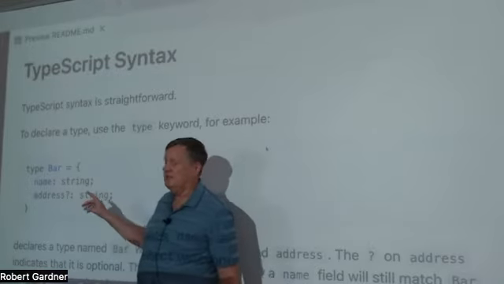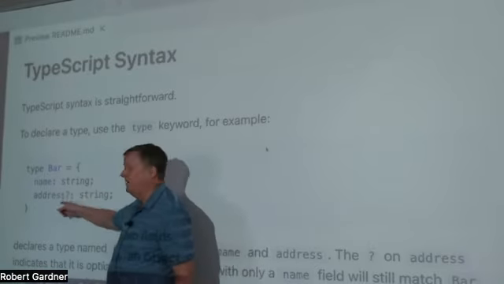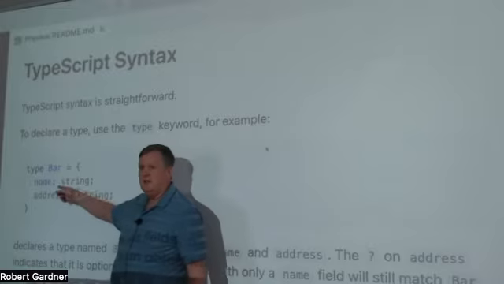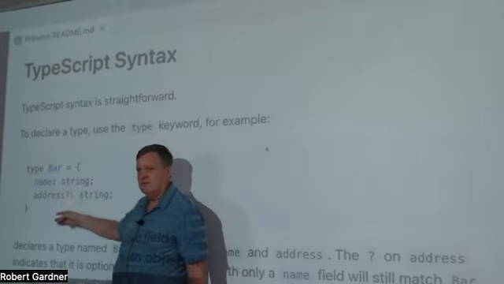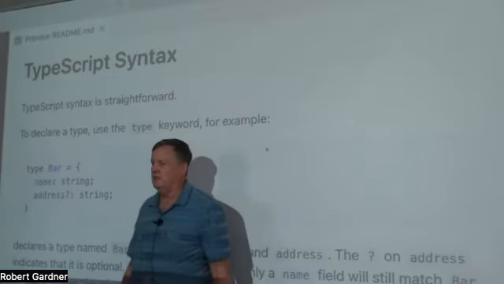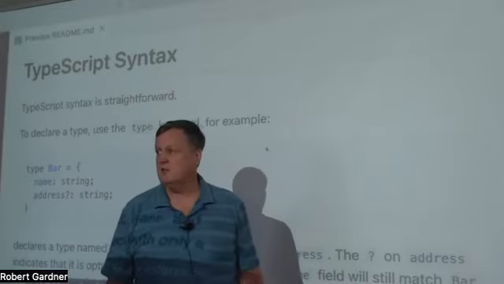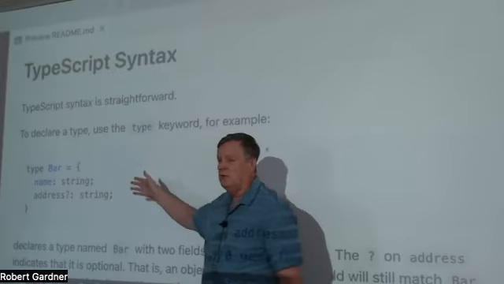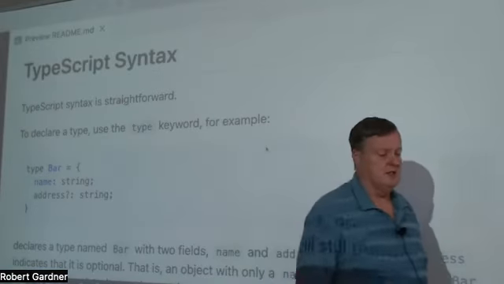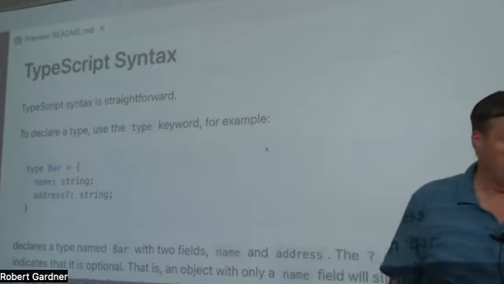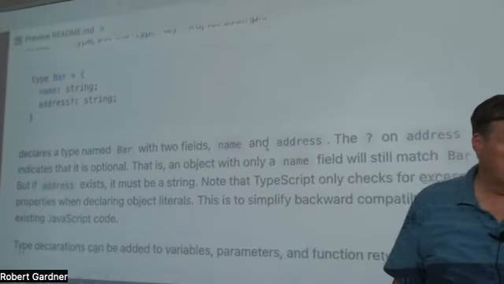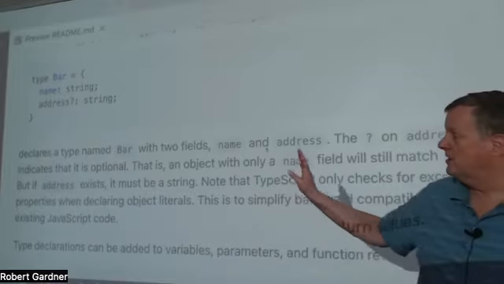So if I try to access anything else, like address misspelled, I'll get an error. Or NM instead of NAME, I'll get an error. Or if there's another field that I think is on there, and I try to use it, I'll get an error. So this way, I'm declaring what it's supposed to look like, and it makes it really easy to write the code that always does the right thing. Okay, so it's pretty simple there. That's how you declare your types.